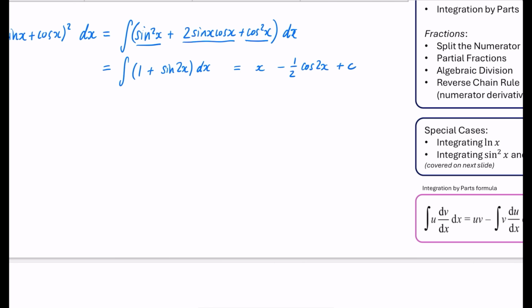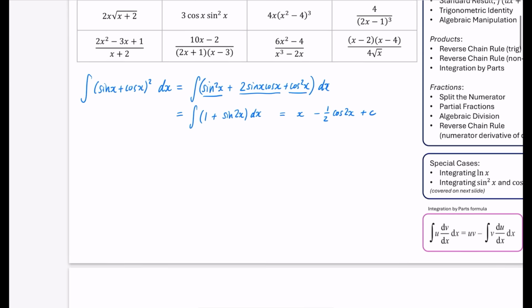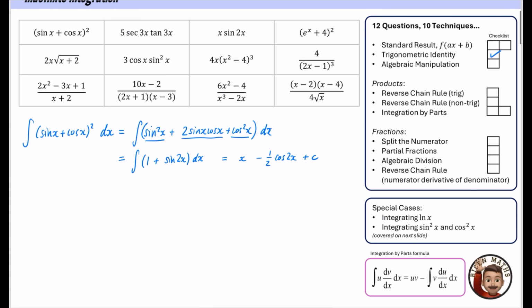Now if I was to differentiate it, the x would differentiate to 1, which is what we wanted, and this minus a half cos 2x, well, cos goes to minus sin, so it would be minus a half multiplied by minus sin of 2x, but there's also the 2x, so from the chain rule it gets multiplied by a 2. The negatives cancel, the half and the 2 cancel, and we get sin 2x, which was the thing that we're looking for. So the reason I did that differentiation in red there is to remind you that you can and probably should differentiate your answers to check that you have done the integration correctly.